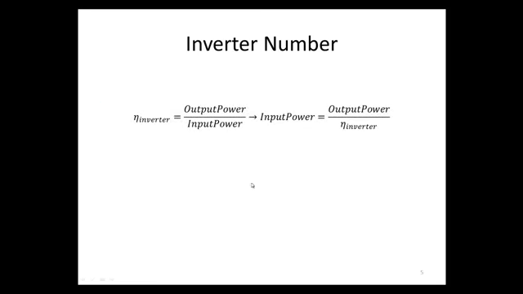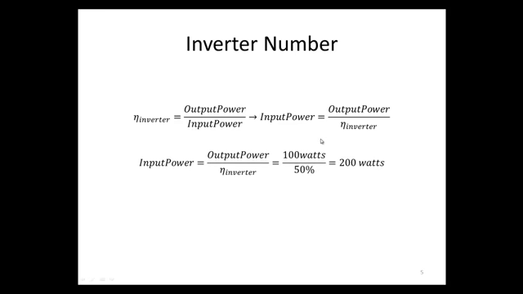So if we remember, the general efficiency equation is that the efficiency equals the output power over the input power. And since we know from the previous slides the output power of the inverter and the efficiency of the inverter, we solve for the unknown, which is input power. So input power equals output power divided by the efficiency of the inverter. Then we plug in what we knew from the first slide: the output power again was 100 watts, and the efficiency was 50%, so we get an input of 200 watts.